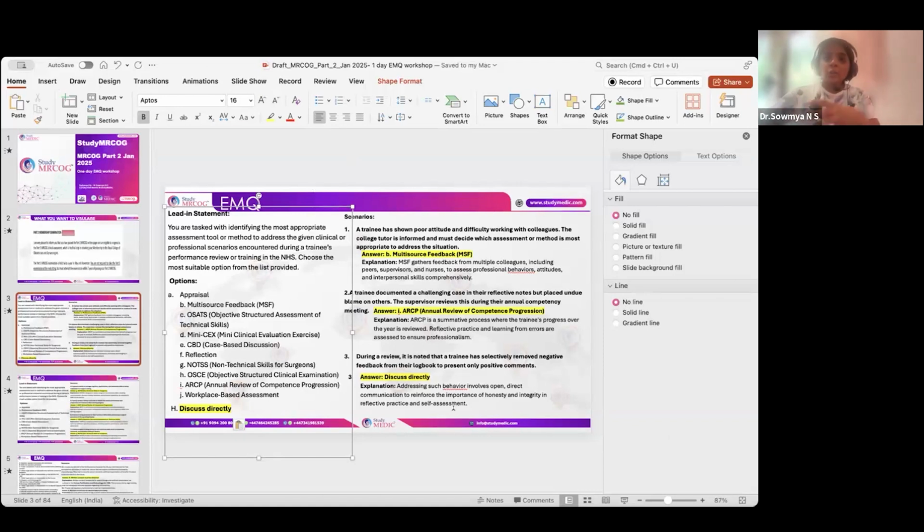Here, you're a junior. So you are making a mistake by removing the sheets. So you have to discuss directly because this comes under ethics. Discuss directly means discuss with the trainee.